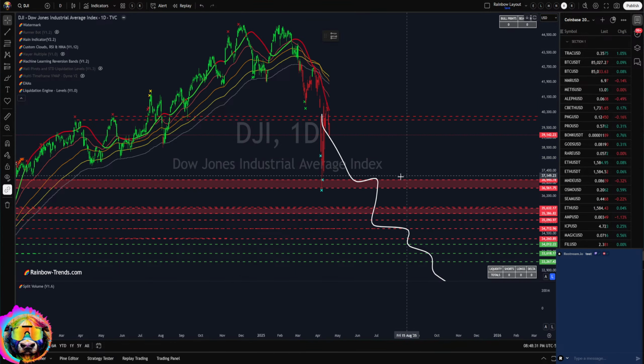Anytime you have a violent move that fast, it's cool to knife catch, but I don't bet on V bottoms unless they're ridiculous, and that's normally a crypto thing. I don't really mess with V bottoms on stocks.